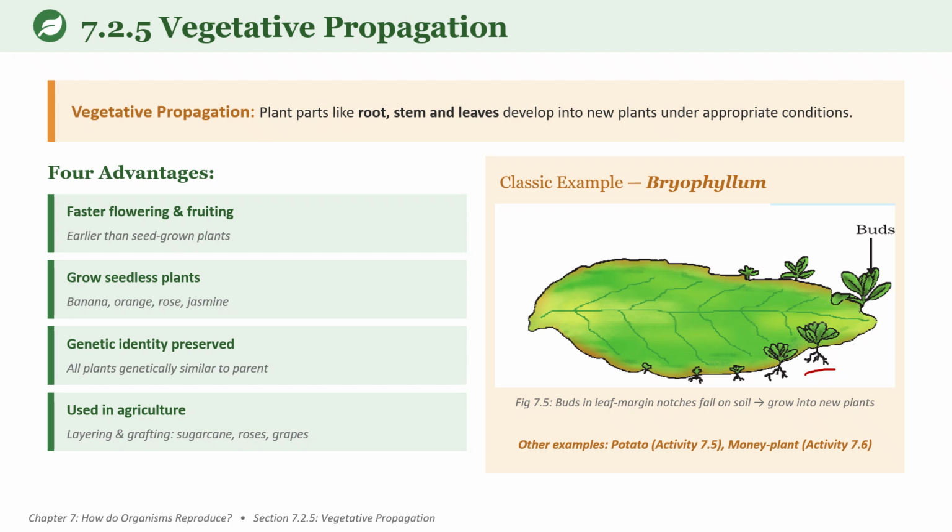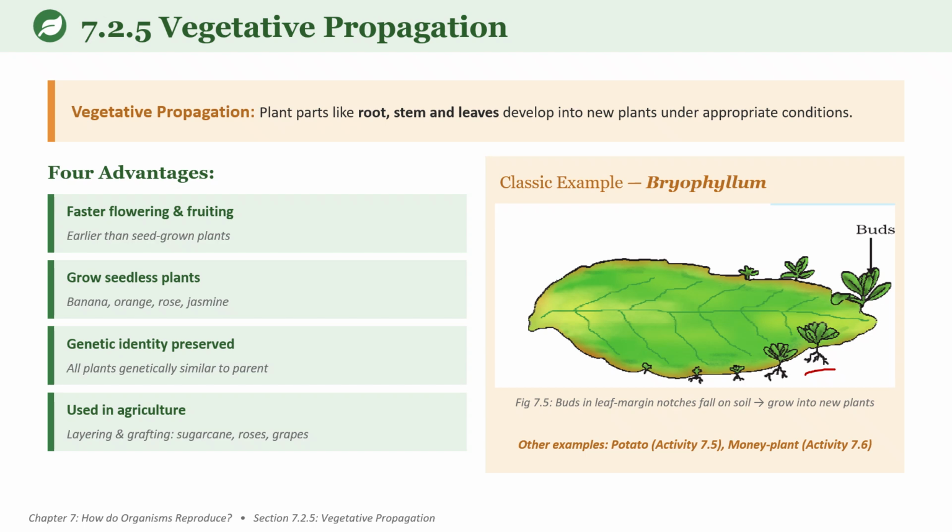And what is the advantage of this vegetative propagation? First one is faster growth, so plants, flowers, and fruits will bear earlier. And then it produces seedless plants also, examples like banana and orange. Yes, we have seedless ones. And it maintains the desired characteristics, so offsprings are genetically identical to the parent. And it is also useful in agriculture. Yes, a large number of plants can be produced quickly, right?